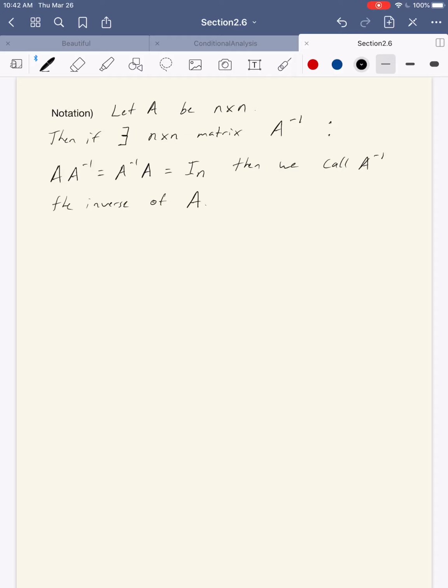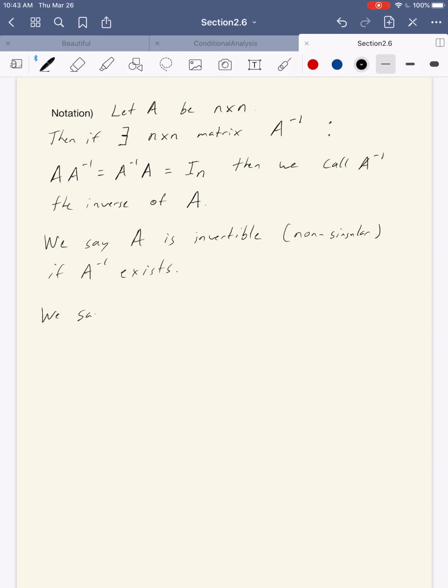Okay? So this is basically saying that if we can find a matrix such that if you right multiply by that matrix or you left multiply by that matrix, you get the identity matrix, then we notate that with that little -1 above the A, and we call it the inverse of A. We would also say A is invertible, or older books would say non-singular, if A inverse exists.